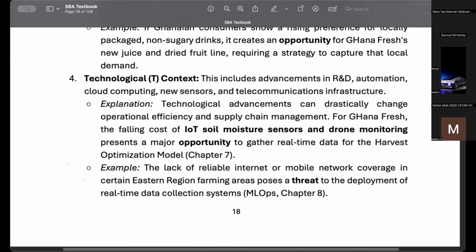So, for example, GH Fresh can consider bringing Internet of Things devices. When you say Internet of Things devices, you're talking about technologies that are internet ready or internet aware. They leverage the internet to exchange data and communicate certain types of information in order to provide a service.